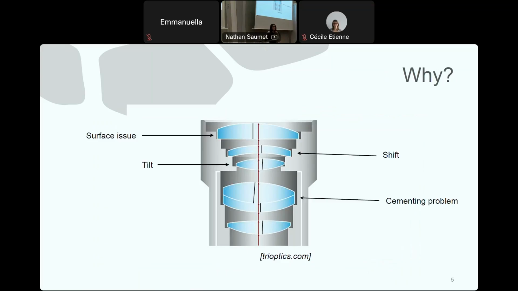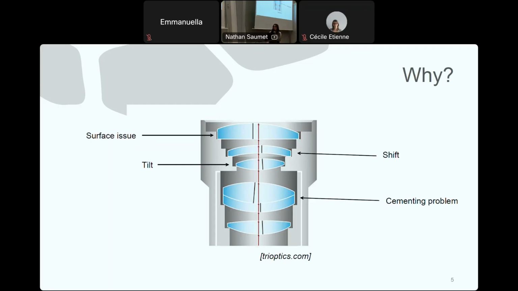And this is a problem also common in the manufacturing process, where you can also have some surface issue, where the diopter of your lens is shifted or tilted in comparison to the other diopters composing your lens, or you can even have some cementing problem. Cementing is like gluing lenses together to create a new optical component.